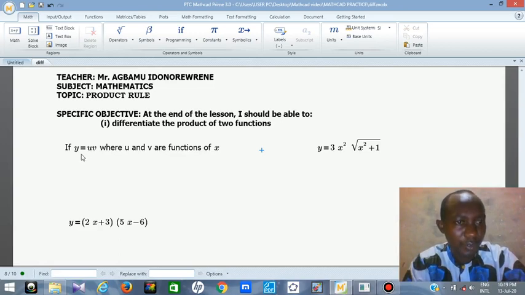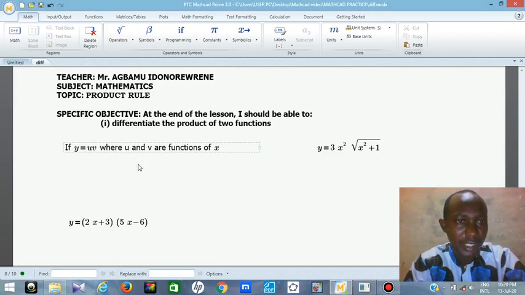So if y is equal to uv, that means u is a function, v is a function, and they are functions of x. What I mean by function of x is that 2x plus 3, I can take it equal to u. So if u is equal to 2x plus 3, u is a function of x. You can see it. That's what we mean by u and v being functions of x.